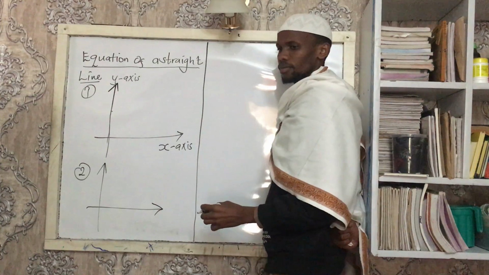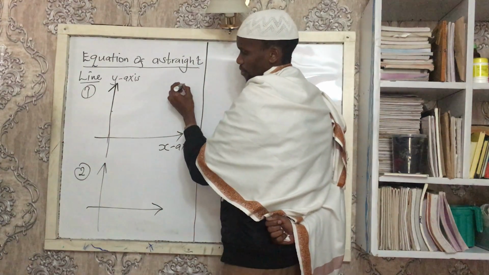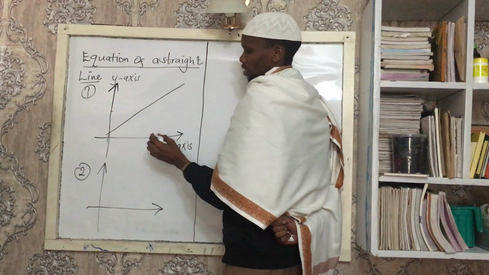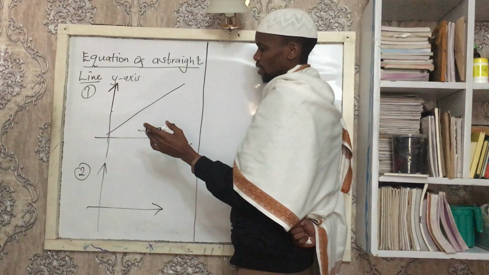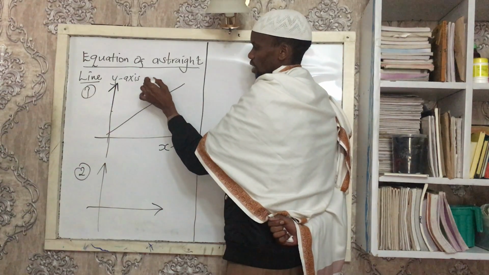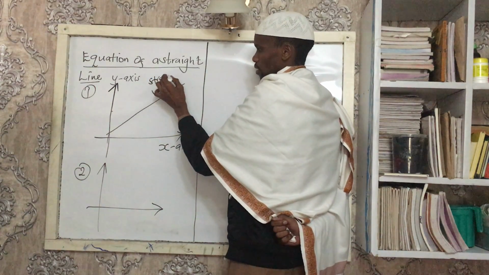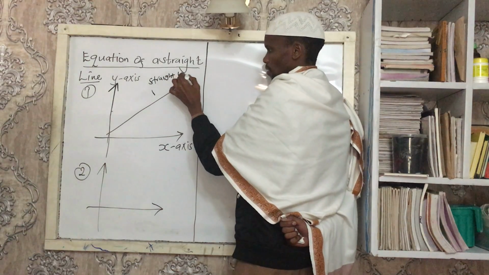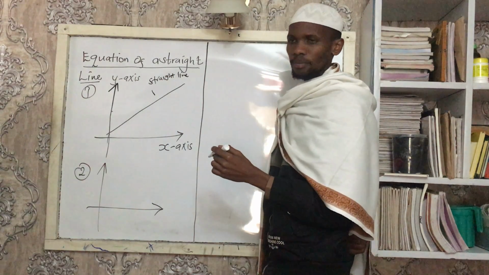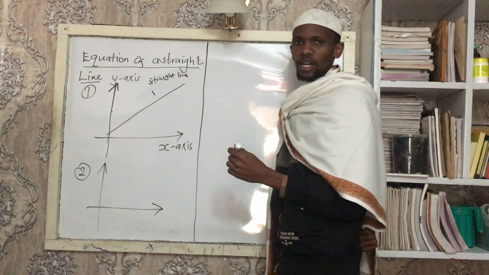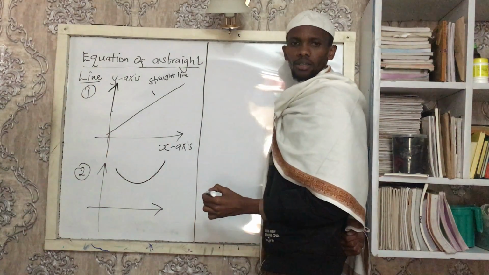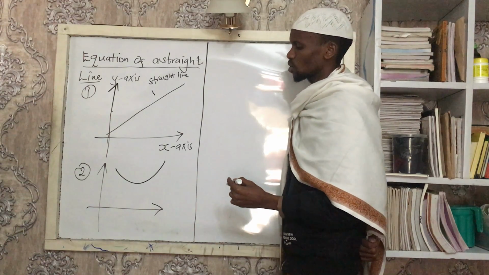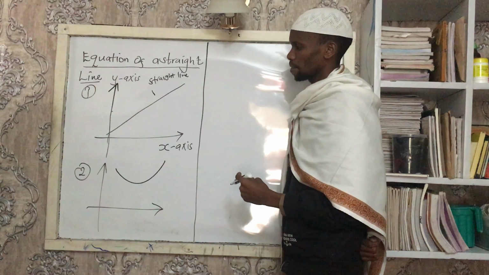This is another graph. So a graph that has a straight line, irrespective of what point it passes through in the Cartesian plane, is called a graph of a straight line. But again, we might have what we call a curve. A curve is this one, which is not a straight line.